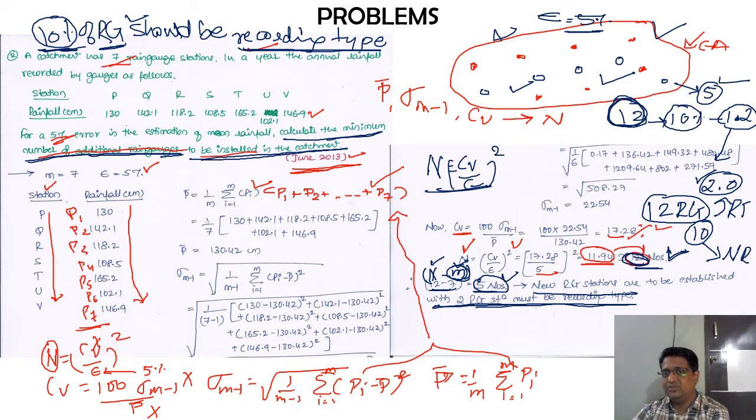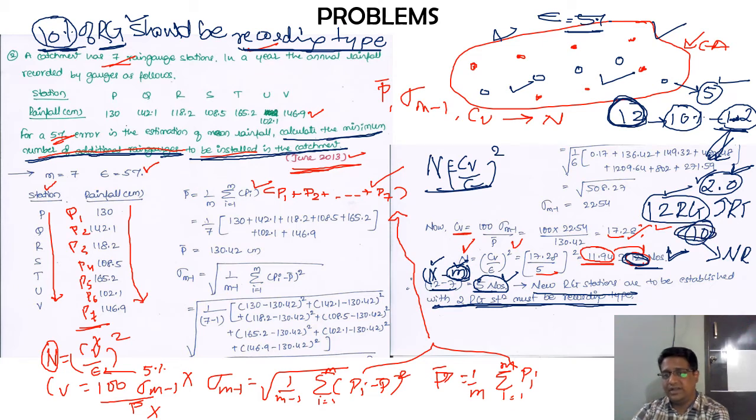So 10% of 12 is how much? 1.2. So 1.2 is not a feasible number, so that's why I am rounding up to the next number, that is 2. So out of 12, 2 is expected to be of recording type, and the remaining 10 can be of non-recording type.